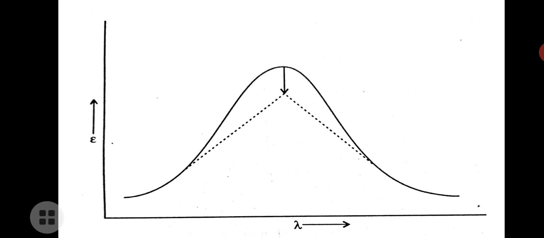So here this is figure showing hypochromic effect. So there is a decrease in the value of Emax, that is the intensity of absorption maximum decreases. So you can see the arrow is pointing in the downward direction. That means there is a decrease in the value of Emax.